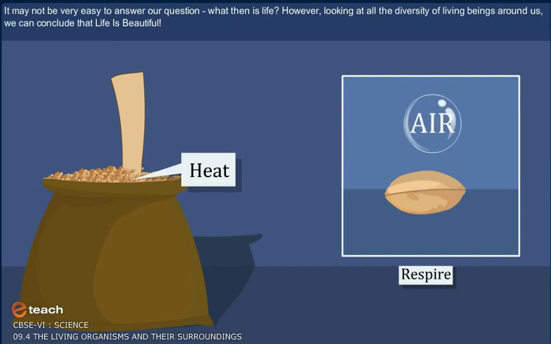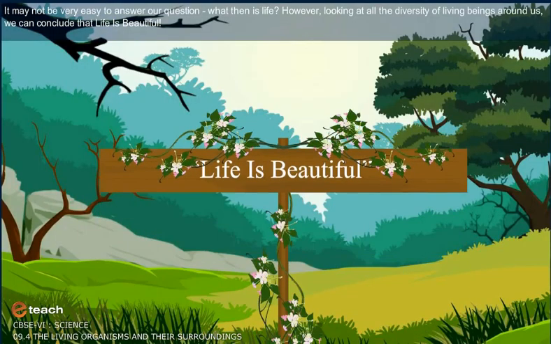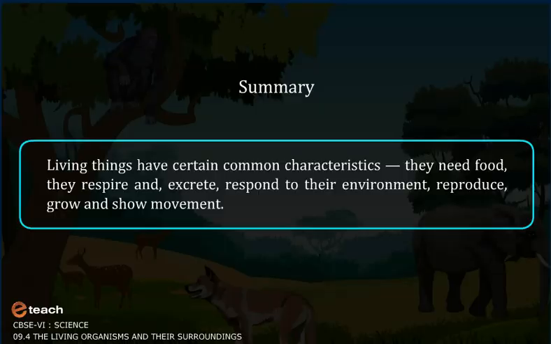It may not be very easy to answer our question, what then is life? However, looking at all the diversity of living beings around us, we can conclude that life is beautiful. Summary: living things have certain common characteristics. They need food, they respire and excrete, respond to their environment, reproduce, grow and show movement.